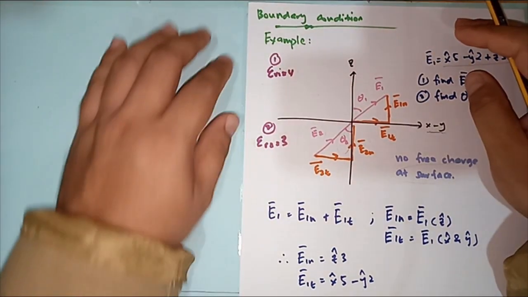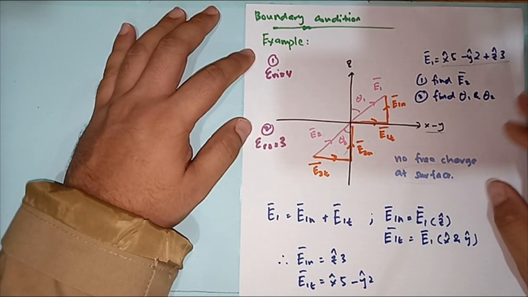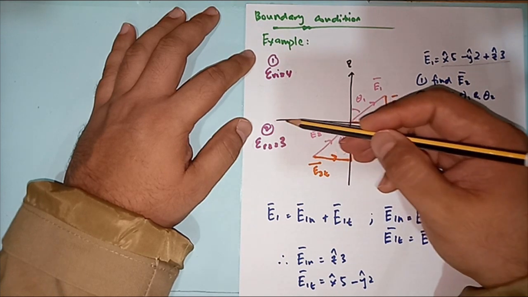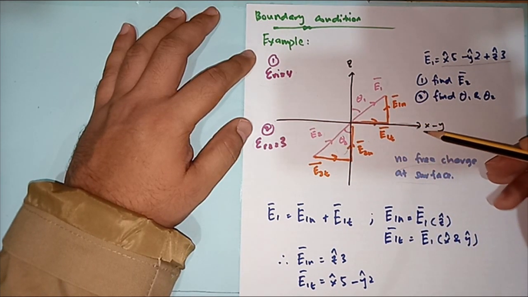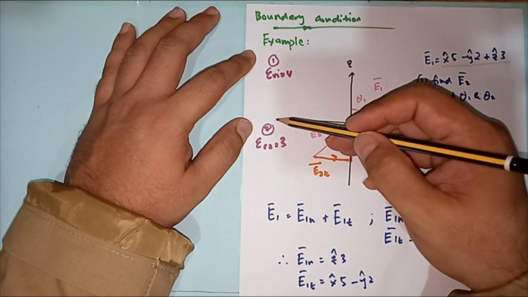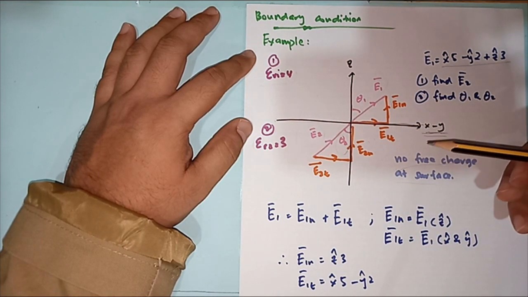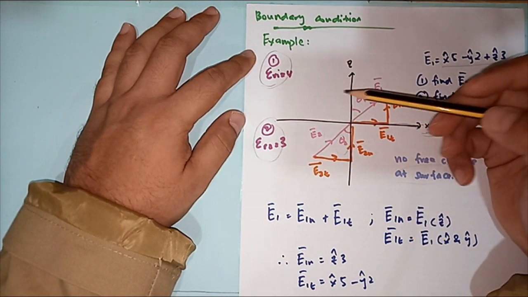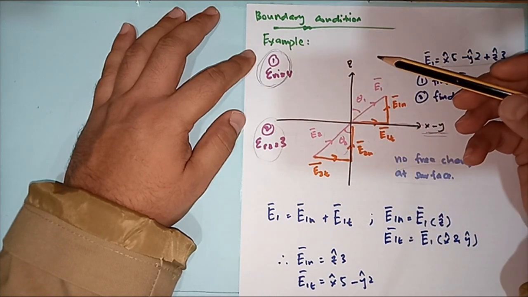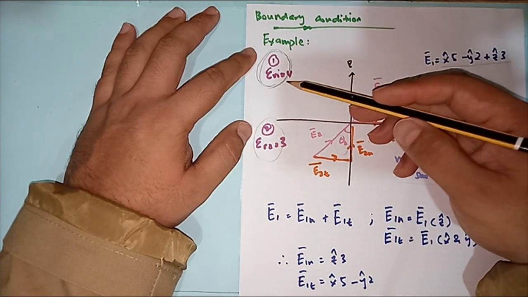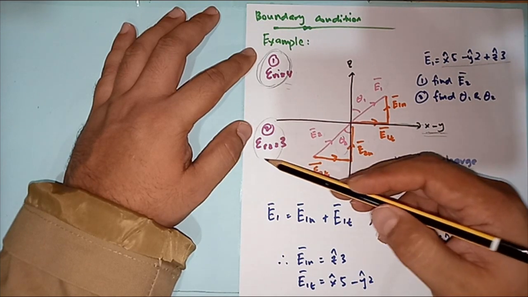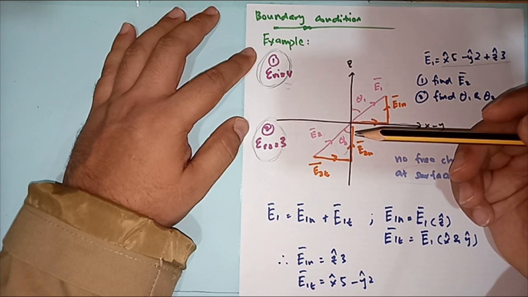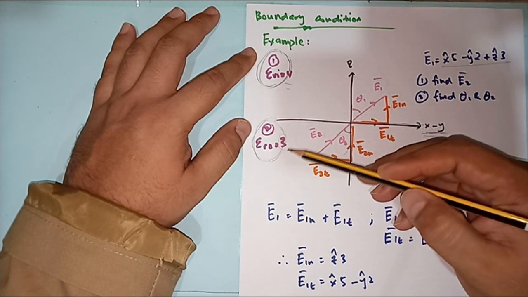Alright, in order to understand our topic, let's look at this example. Let's consider one surface that resides on the xy plane, and this surface is used as a boundary between the first and the second medium. The first medium has relative electric permittivity equal to 4, and the second medium has relative electric permittivity epsilon r equal to 3.